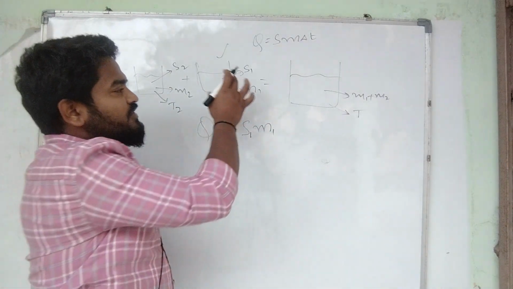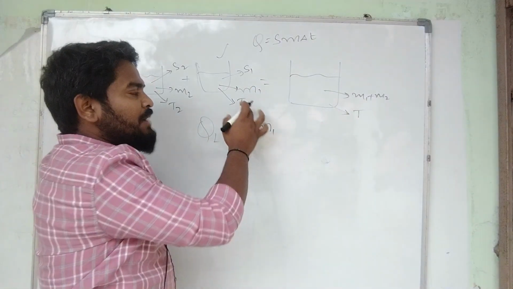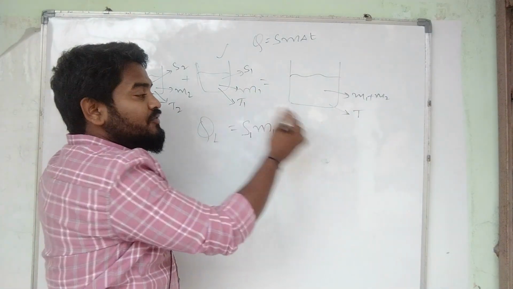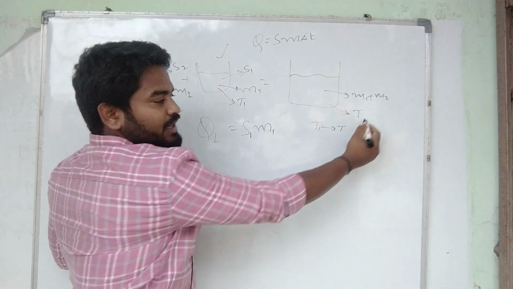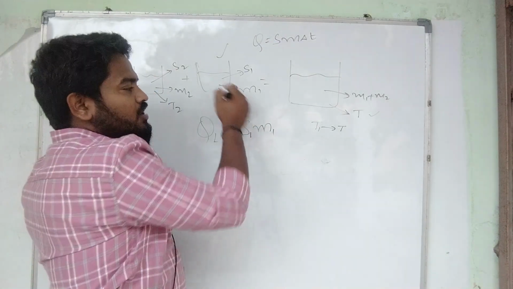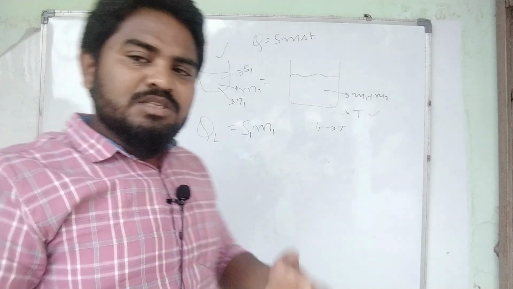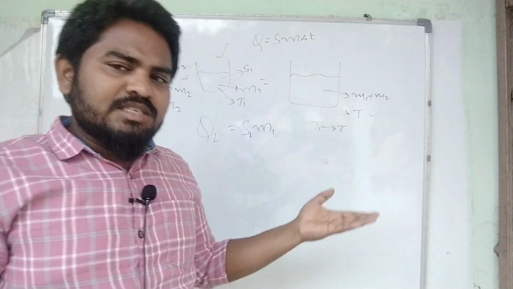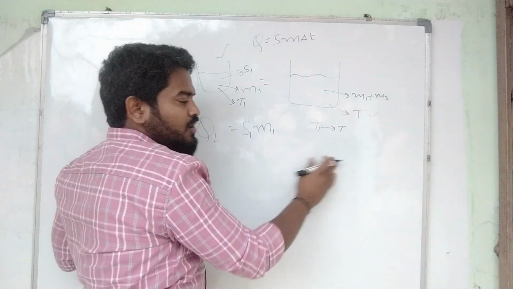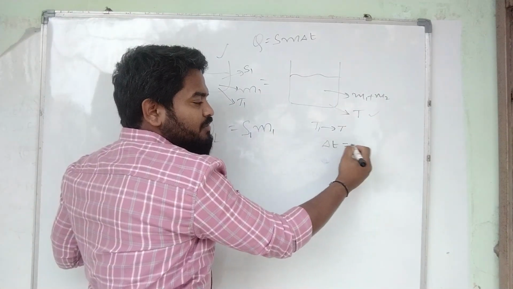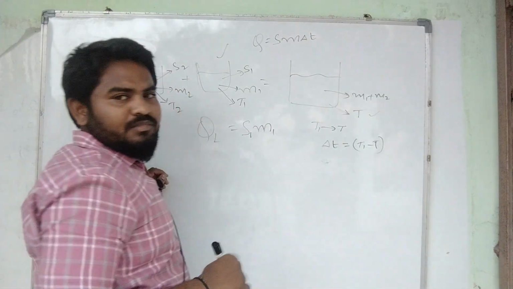Here the first substance is losing heat energy. It means that the temperature decreases from T1 to T. This is the final temperature, right? So the hotter body, obviously when you mix it with the cooler body, loses heat energy. When a substance loses heat energy, its temperature decreases. So the temperature definitely decreases from T1 to T. Now the change in temperature will be nothing but T1 minus T, isn't it?